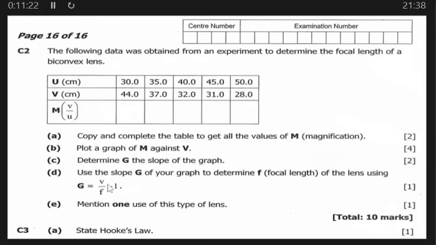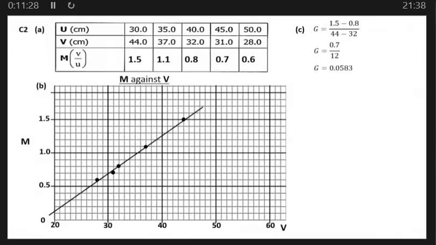G is equal to V divided by F minus 1. So for us to be able to answer this question, we must first write our formula. G is equal to V divided by F minus 1. And since we are being asked to find F, we make F the subject of the formula, and this will be F equals V divided by G plus 1.